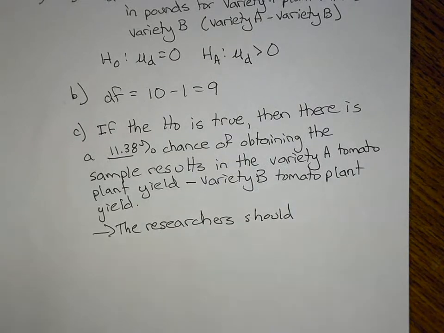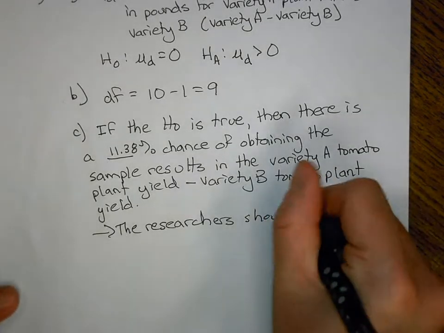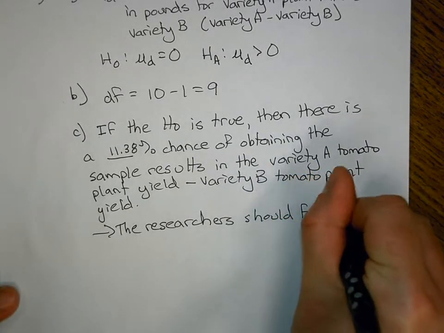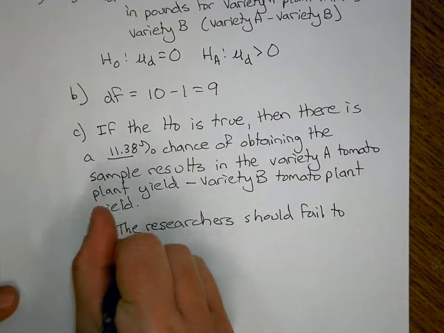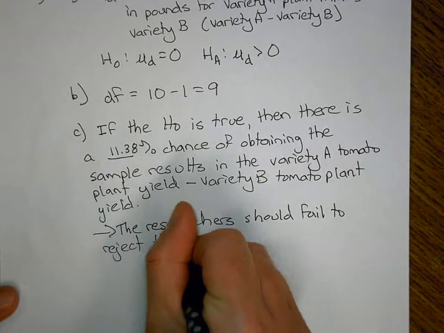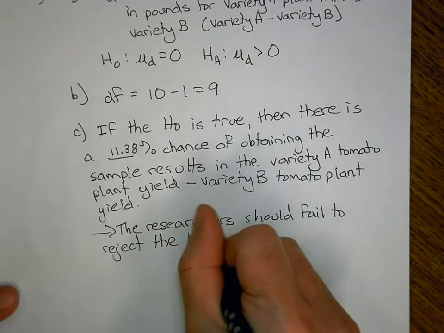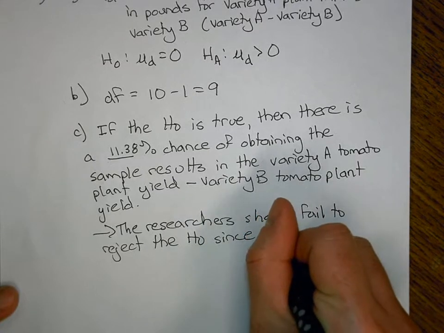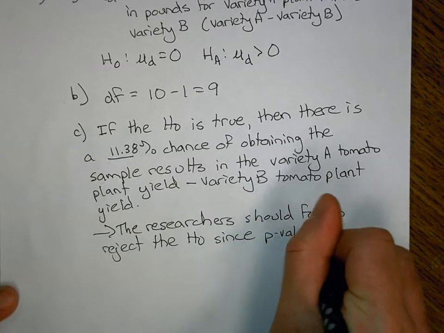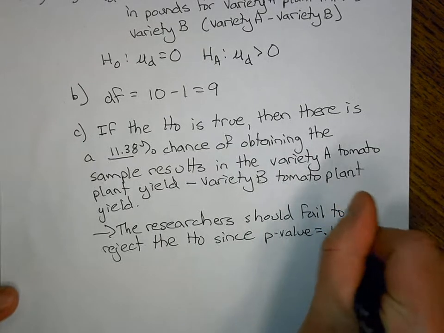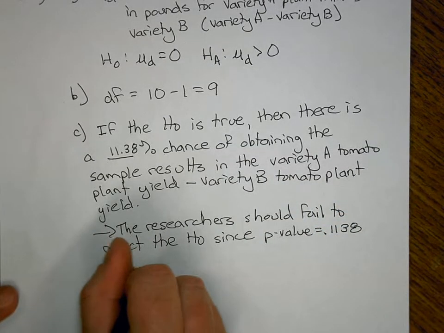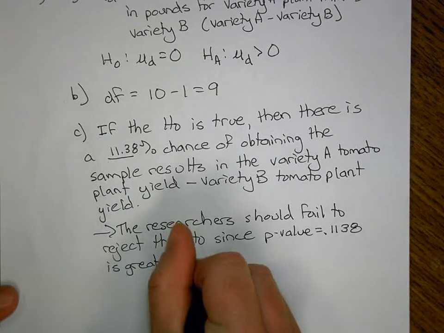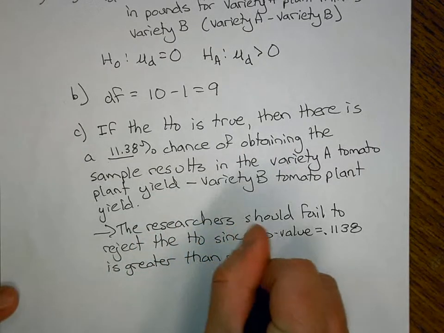Okay. And with a p-value of 11.38 or 0.1138, the researchers should fail to reject the H0 since p-value equal to 0.1138 is greater than alpha equal to 0.05.